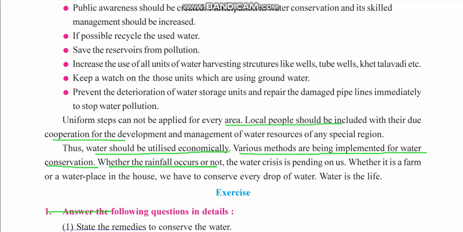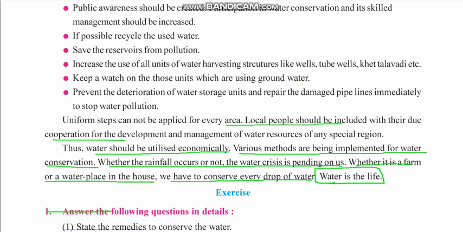Whether the rainfall occurs or not, the water crisis is pending on us. Whether it is a farm or a water place in the house, we have to conserve each drop of water. Water is life, and if we save water, water will save us. So with this we end the chapter.